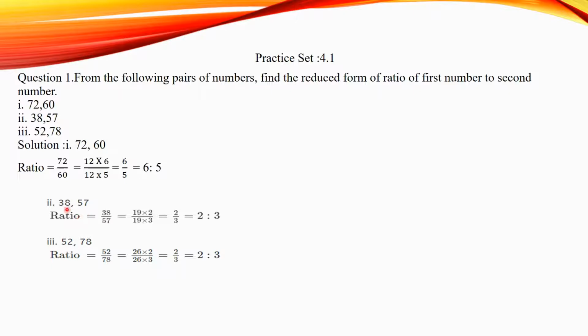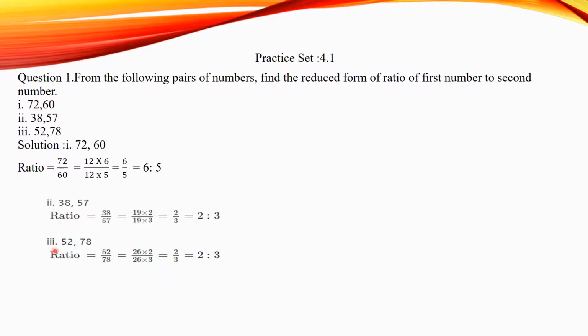Second question is 38, 57. So the ratio can be written as 38 upon 57, where 19 is a common factor for both the numbers. So 38 can be written as 19 multiplied by 2 and 57 can be written as 19 multiplied by 3. So cancelling 19 from both sides, we get 2 is to 3.